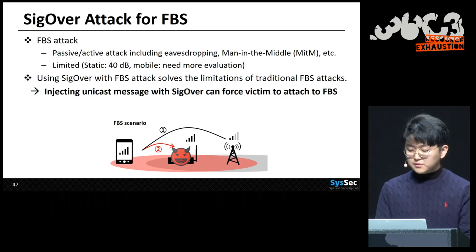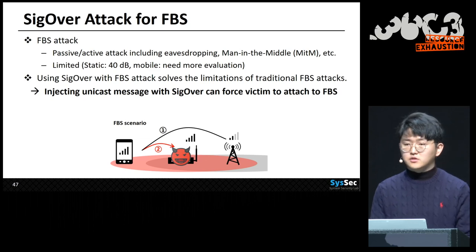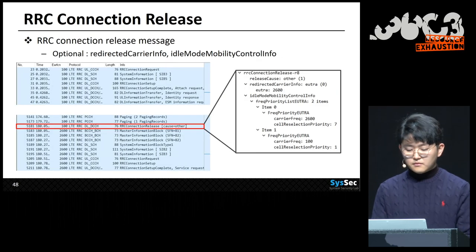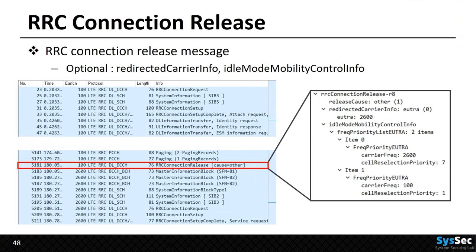By injecting a unicast message, the attacker can force the victim to attach to the fake base station. One of the unicast messages, the RRC connection release message, is a message delivered by the base station to the UE. It is used to command the release of an RRC connection. So, when the UE receives this message, it will disconnect from the existing connection. And plus, unicast messages can have additional fields.